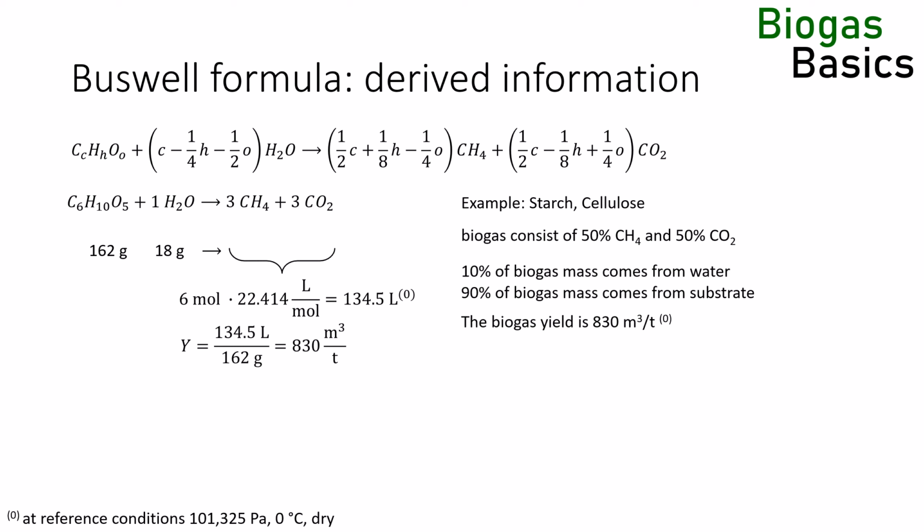The reference conditions I've used here are called norm cubic meters, and these are widely used in Western Europe except for UK. Back to the starch example. We can now calculate the density of the biogas.